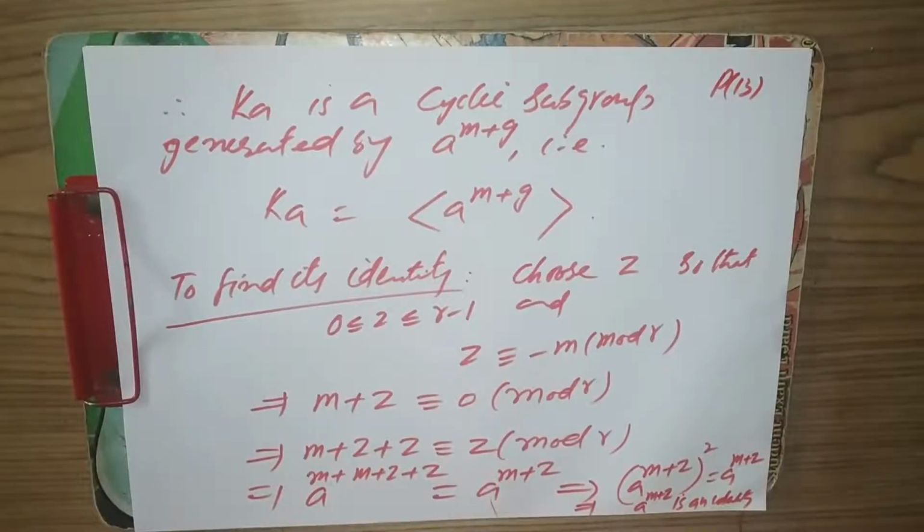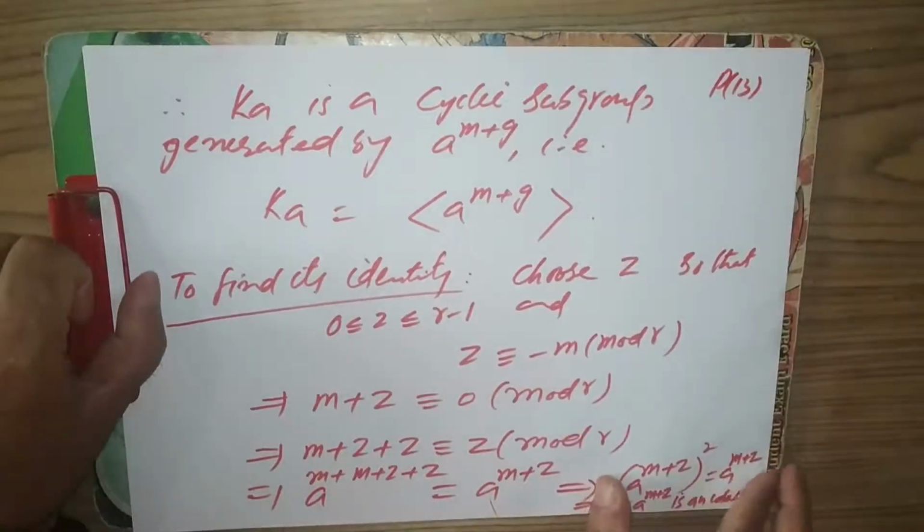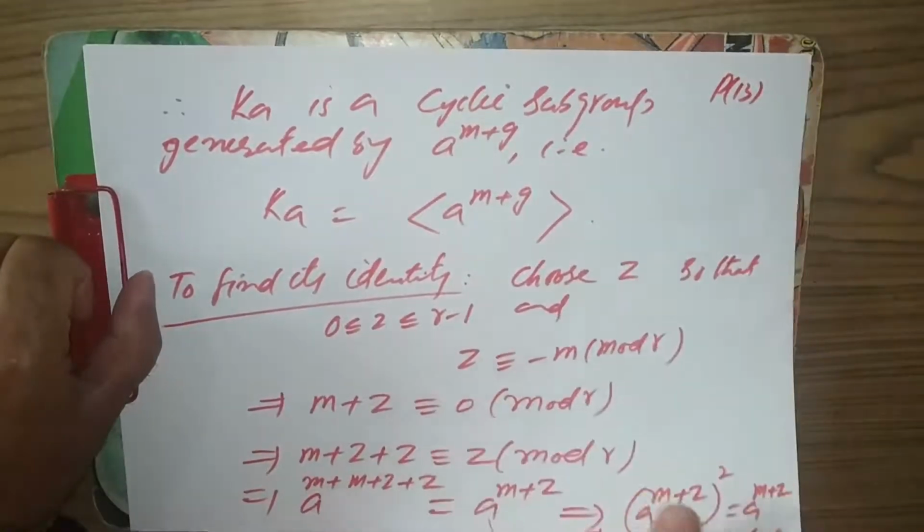Okay. So next, we illustrate this with the help of an example. Here, let's take an example. We find the cyclic group K for that example.